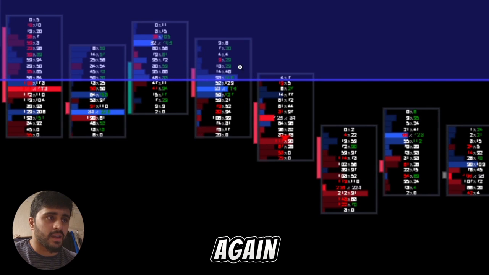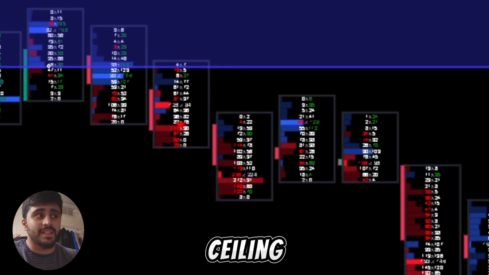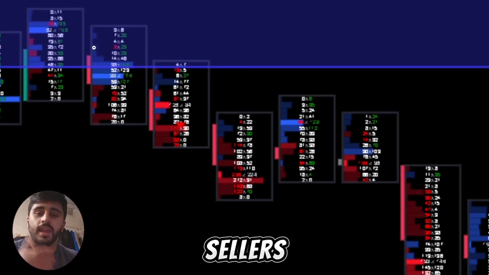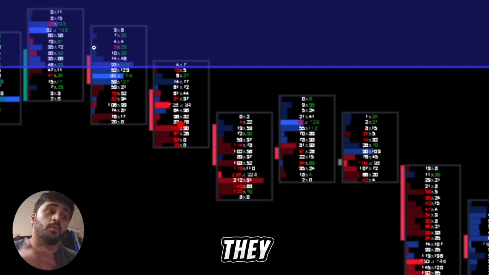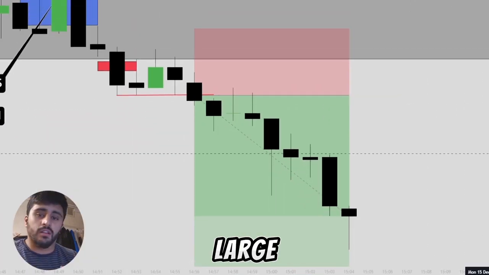So the retest, again: positive delta, positive delta, positive delta, no reward at the zone. Price made a ceiling when the aggressive sellers hit the ask more than the bid. They weren't successful, and that is the reason why we ultimately get these large sell-offs.